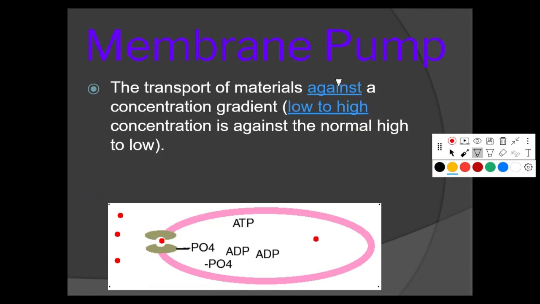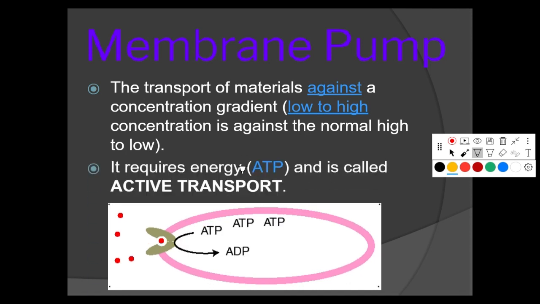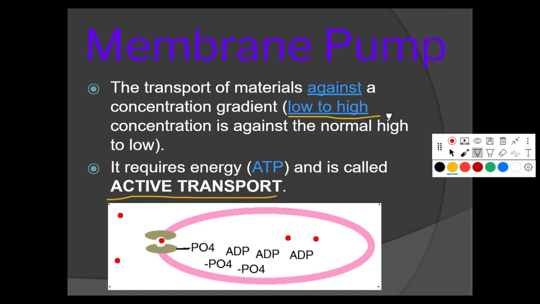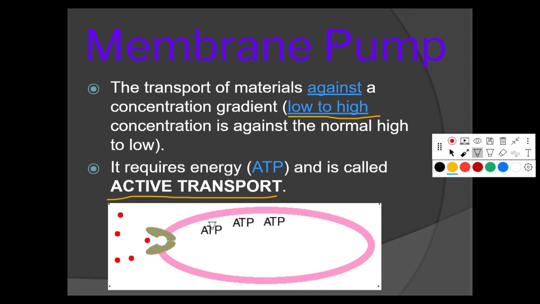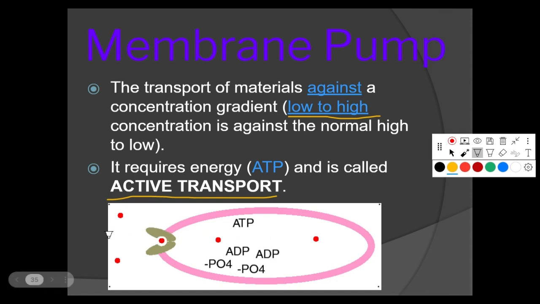The transport of materials against a concentration gradient from low to high, it's going to go against a normal high to low, right? So that is going to require this energy, which we know is ATP, and is called active transport. So remember, y'all, active transport goes from low to high. Right. And so here you see these are the ADP right here, and this is ATP. So you're having to use this ATP right here, and you really can't see them right here, but you would remember that this is a low concentration going into the high concentration.